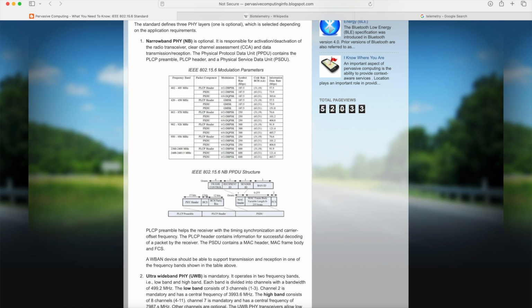The physical protocol data unit contains the PLCP preamble, PLCP header, and a physical service data unit. PLCP preamble helps the receiver with the timing synchronization and carrier offset frequency. The PLCP header contains the information for successful decoding of a packet by the receiver. The PSDU contains the MAC header, MAC frame body, and FCS. A W-band device should be able to support transmission and reception in one of the frequency bands shown in the table above.